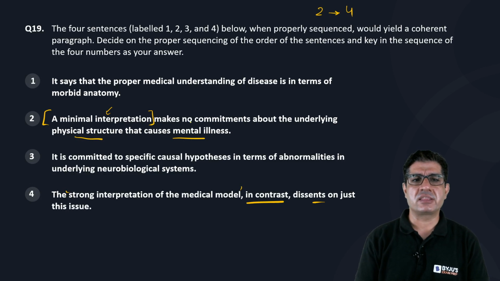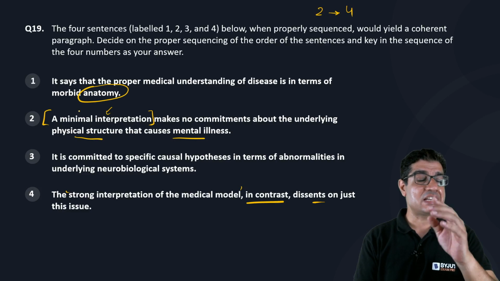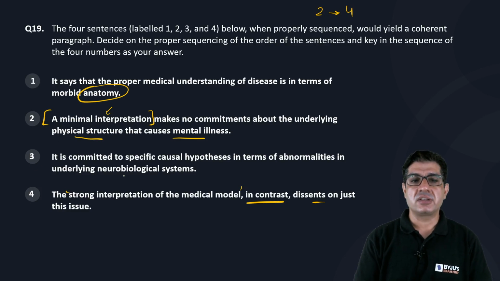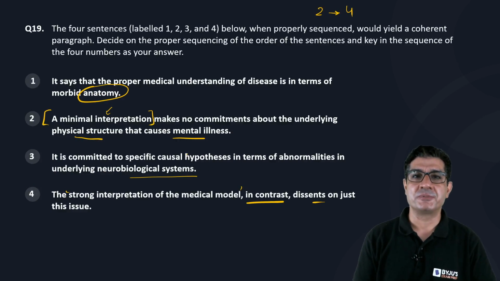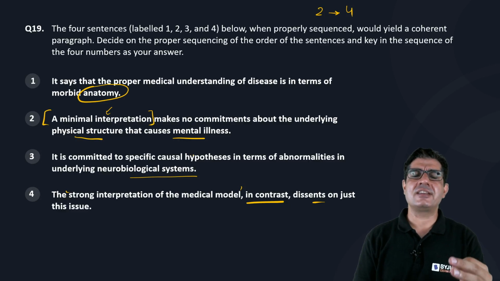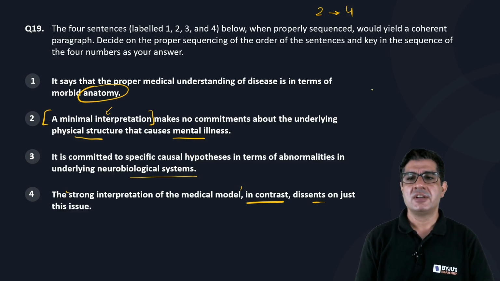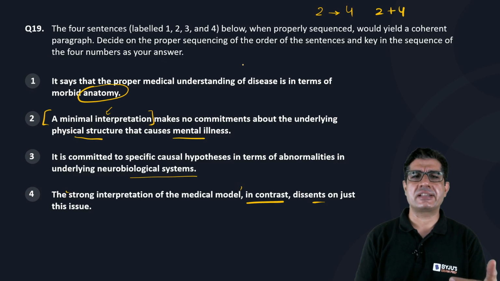Now let's look at 1 and 3. 1 is talking about morbid anatomy. Anatomy, you know, is linked with physical structures. And 3 is also talking about underlying neurobiological systems. Once again, physical structure. Which means that 1 and 3 are both aligned with 4. So I need to put 2 and 4 together. Since neither of the other two sentences are elaborating on 2, we can simply put 2 and 4 together as a contrast. You need to put 1 and 3 thereafter.